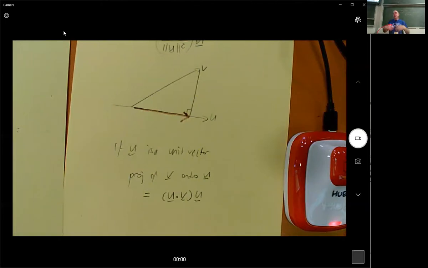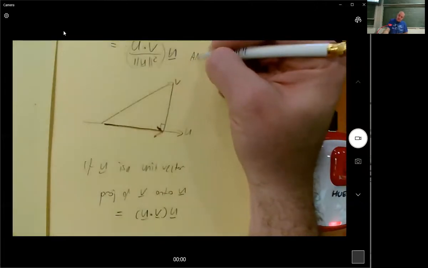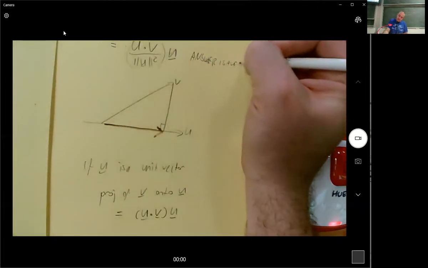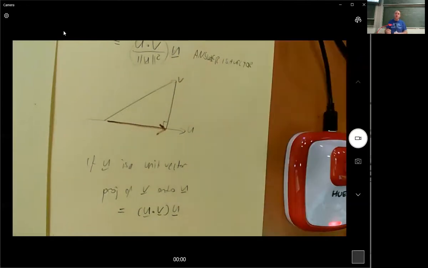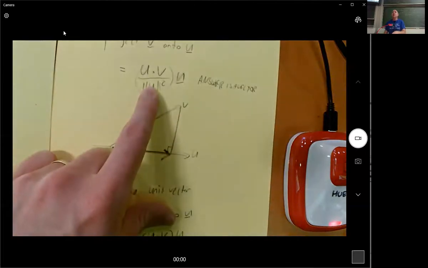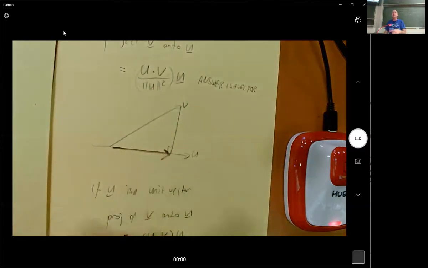So when you say the projection, you're creating a new vector. So this answer is a vector. And it's living on the line that u creates, and so therefore it has to be a multiple of u, and this is the multiple of u that it is. That's what we multiply u by to get the correct length for that vector.